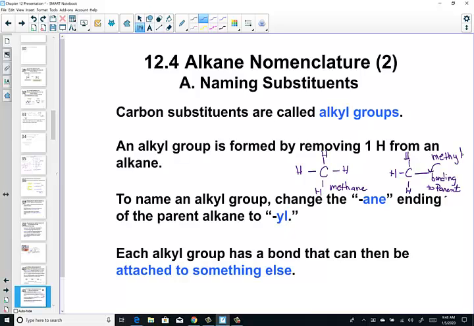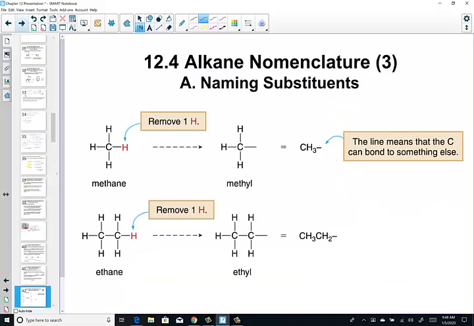Each alkyl group has a bond that can then be attached to something else, which is typically the parent chain when we're looking at alkanes. Removing one hydrogen from methane gives us methyl. Removing one hydrogen from ethane gives us ethyl. So we can begin to hear how these substituent names are going to start sounding.